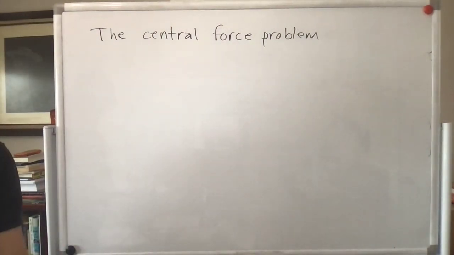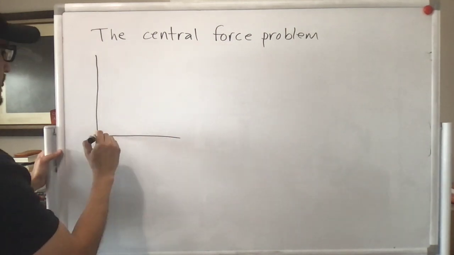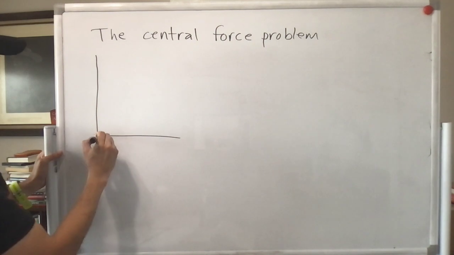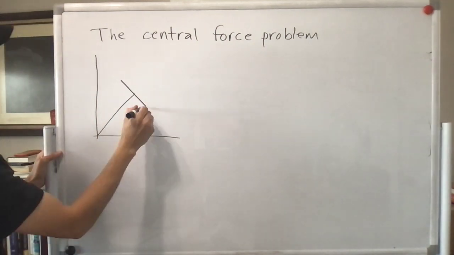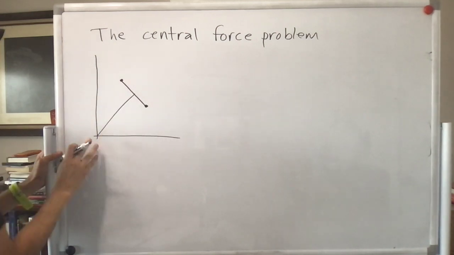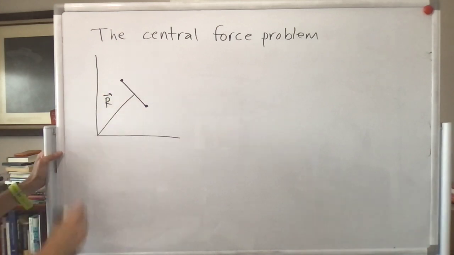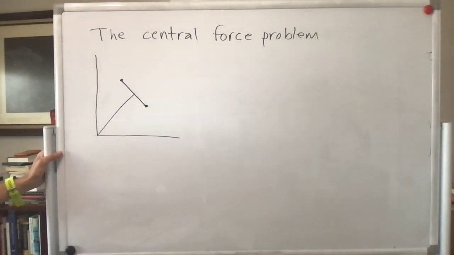Okay. So let's look at this situation. We have our origin over here, and this is vector capital R. Let me see.